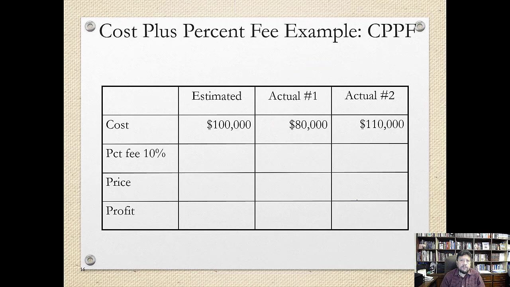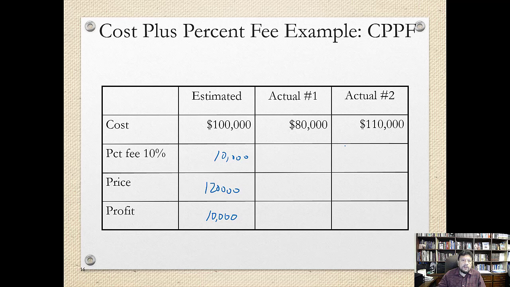So let's say for the first example, we use a cost plus percentage fee. In this type of contract, you have a fee that's been agreed. Let's say the original estimate was $100,000 and the fee is $10,000. So that means the fee for the contractor is $10,000. The final price will be $110,000 if you add these, and the profit for the contractor is $10,000.